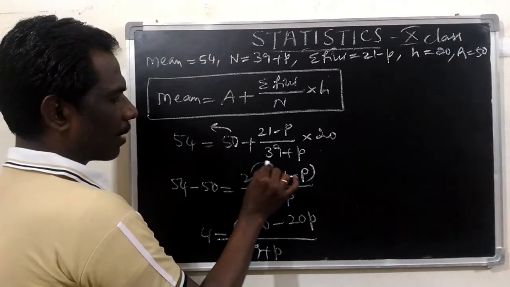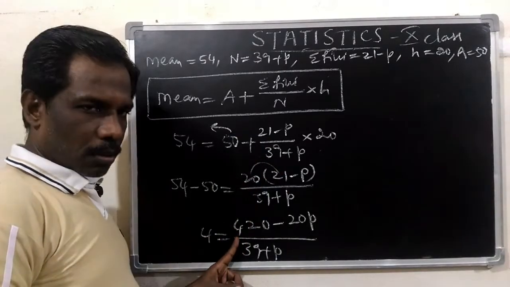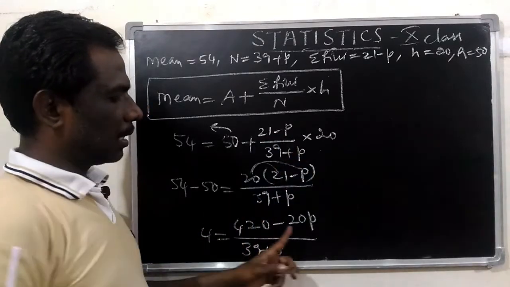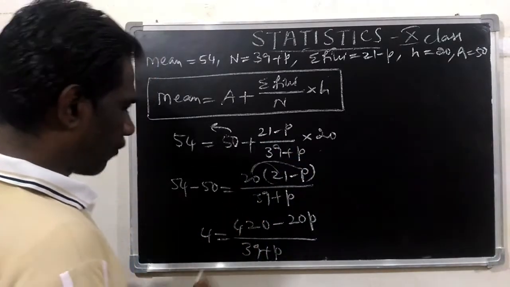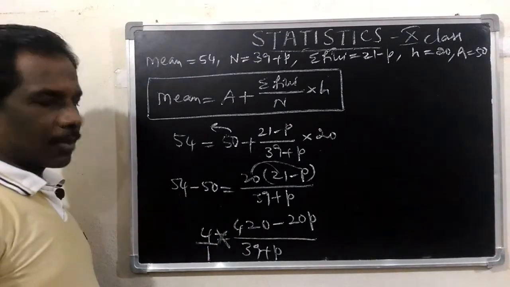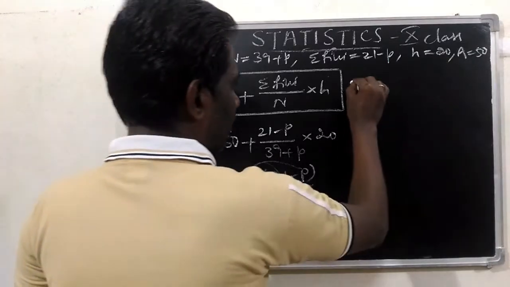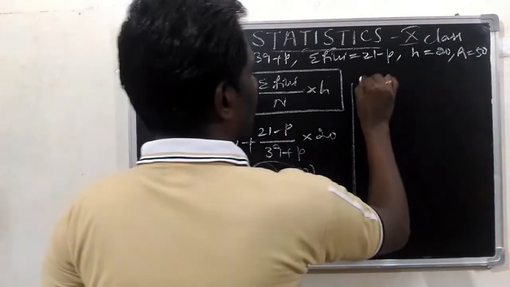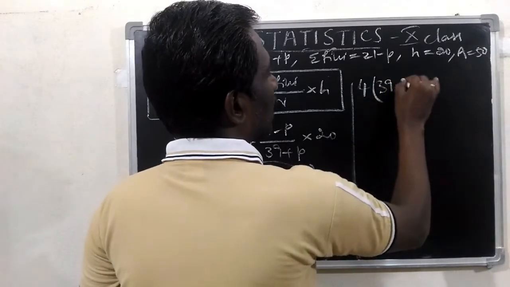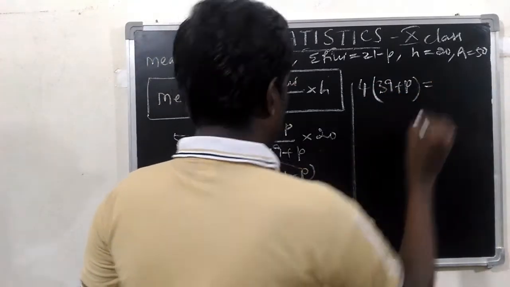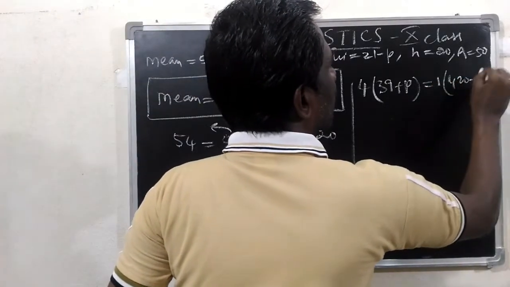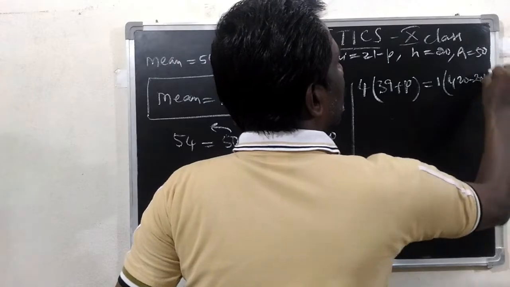This 20 I am multiplying with 21, so we get 420. Again 20 is multiplying with p is 20p. So after this, do cross multiplication. Then what do we get? 4 into 39 plus p is equals to 1 into 420 minus 20p.